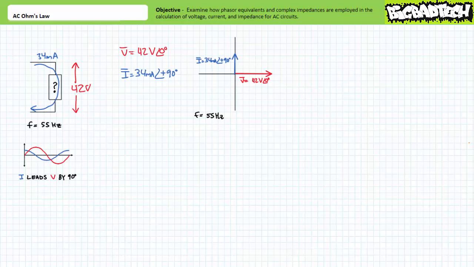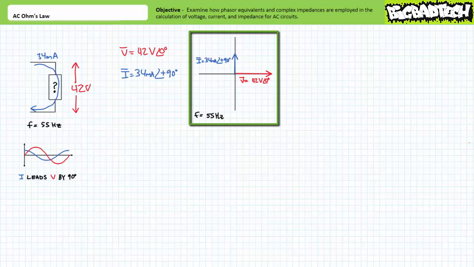Given how the initial conditions are phrased, current leads voltage by 90 degrees, let's stick with this description and call voltage our reference with a phase shift of 0 degrees, and current is leading it by 90 degrees, meaning current has a phase shift of positive 90 degrees. V equals 42 volts at an angle of 0 degrees, and I equals 34 milliamperes at an angle of positive 90 degrees. Note the phasor diagram shows I offset from V by 90 degrees, meaning current is leading voltage by 90 degrees.